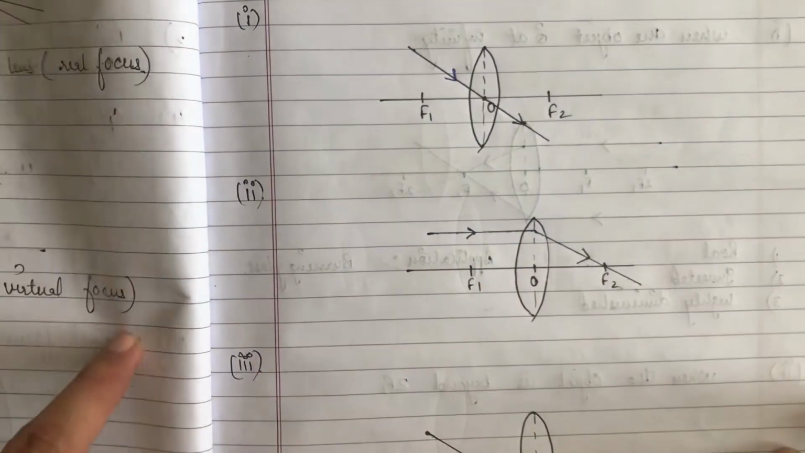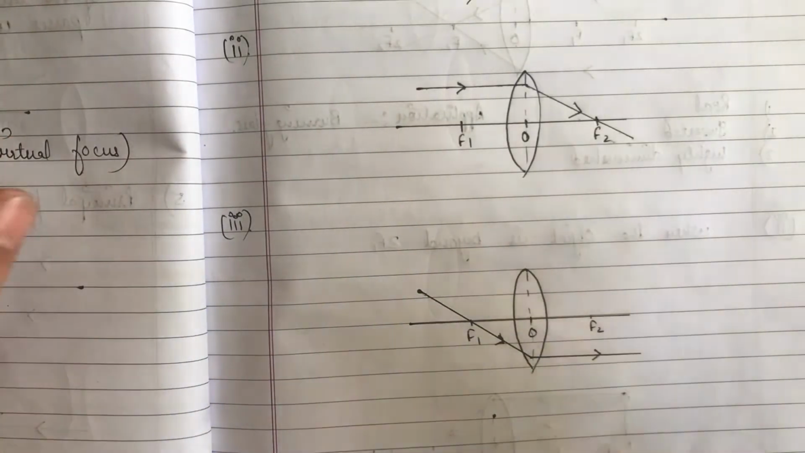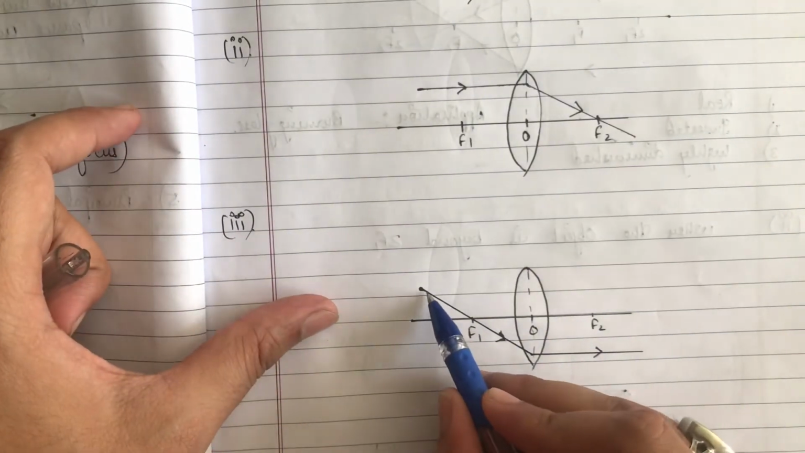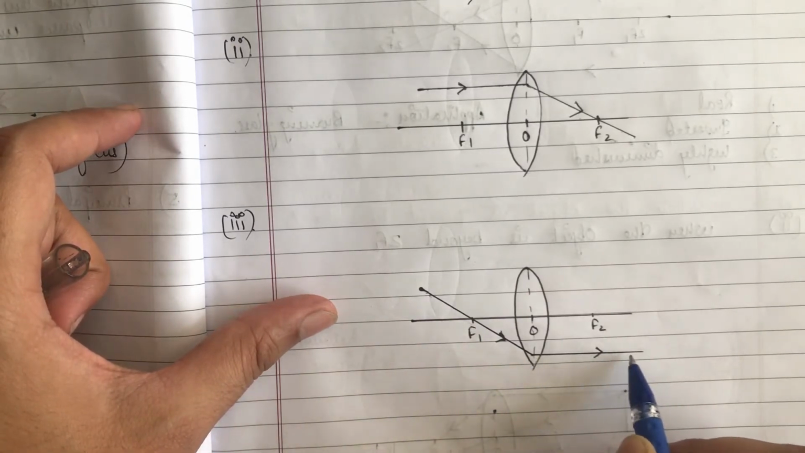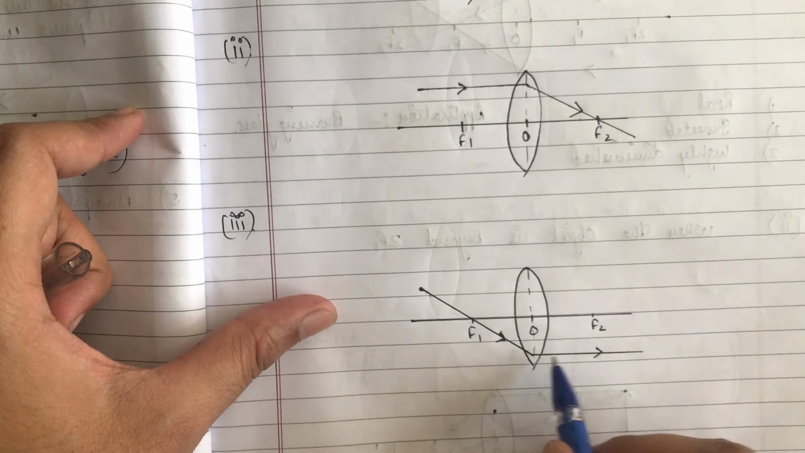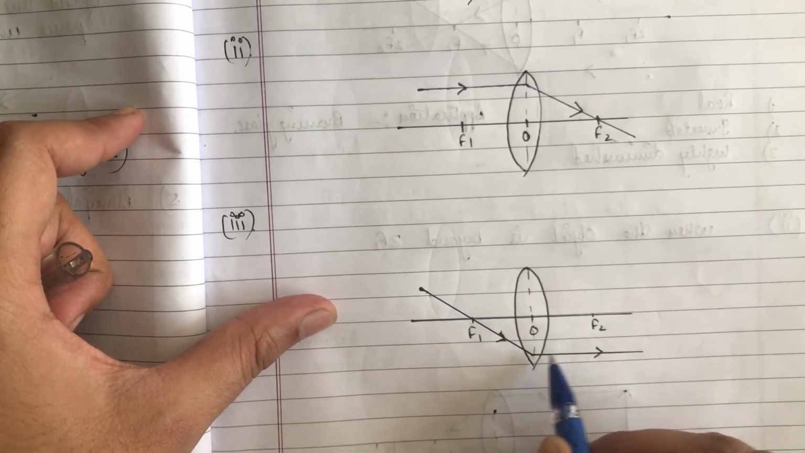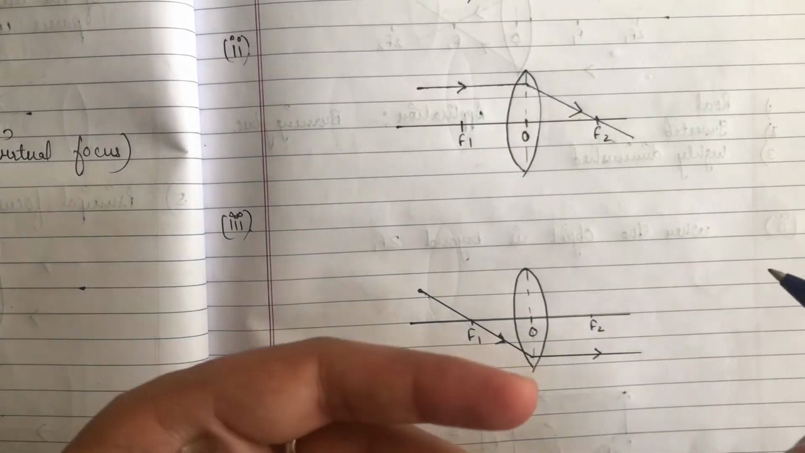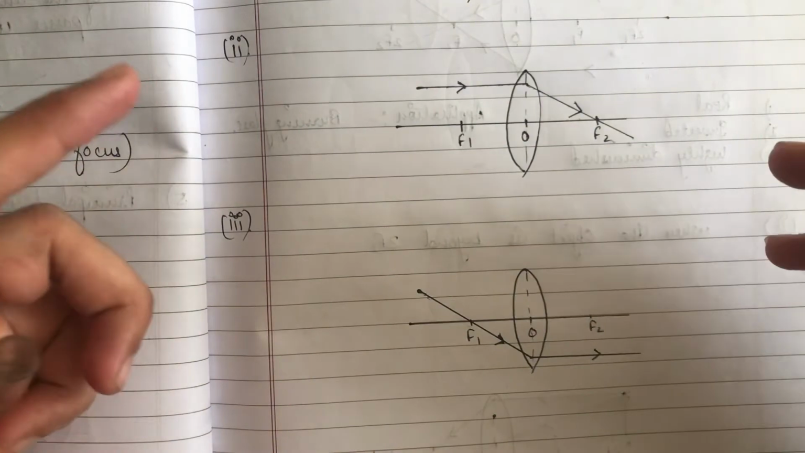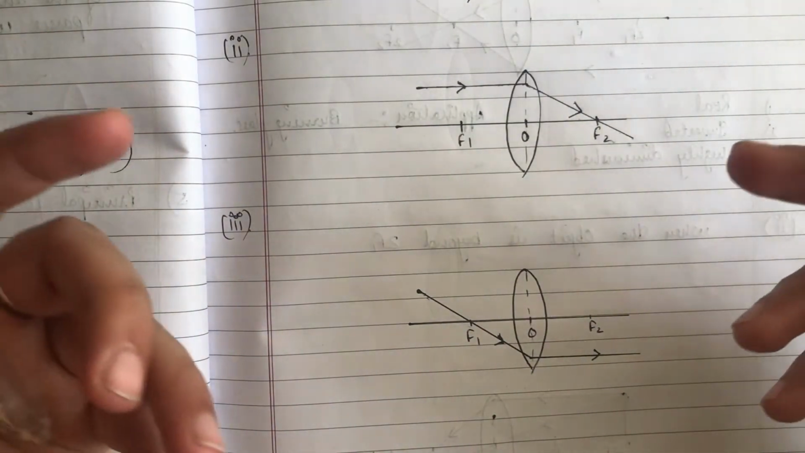Our third rule is just the converse, the opposite of the second rule. That is, if a ray of light passes through the focus, it becomes parallel to the principal axis. Sorry, this is the third and last rule. Only these three rules we are going to use, and we'll form images by spherical lenses.